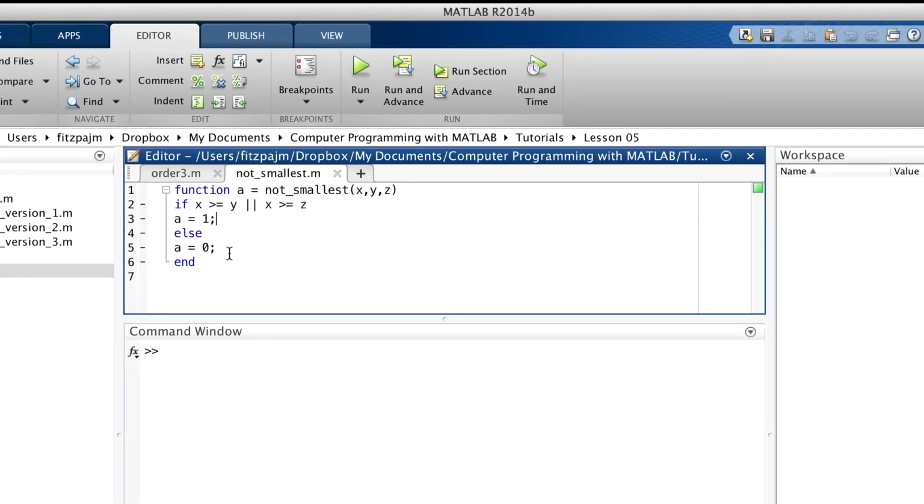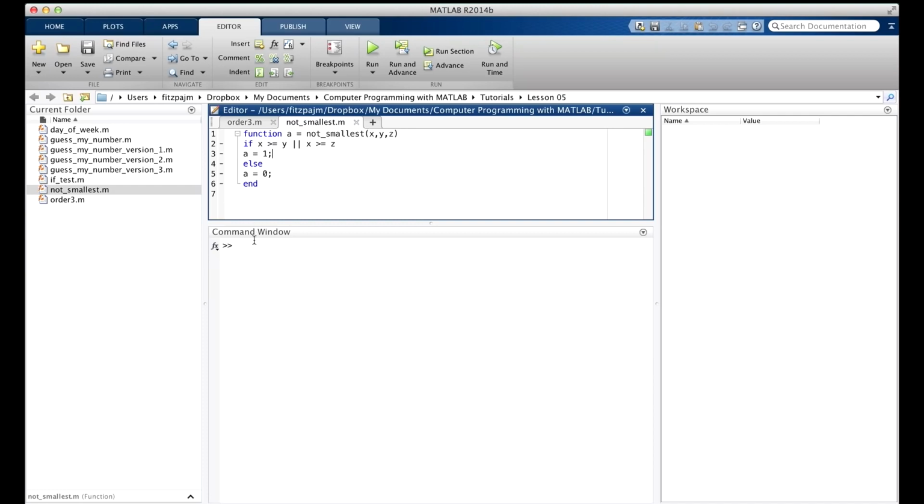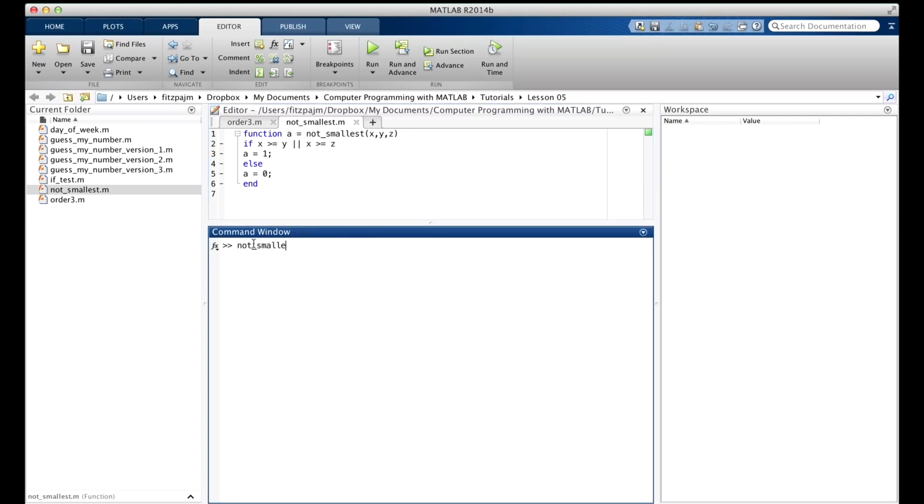Well, let's try our functions. We'll do the last one first. Well, that makes sense. 3 is not smaller than 2 and 1. And that makes sense because -1 is smaller than 2 and 1.